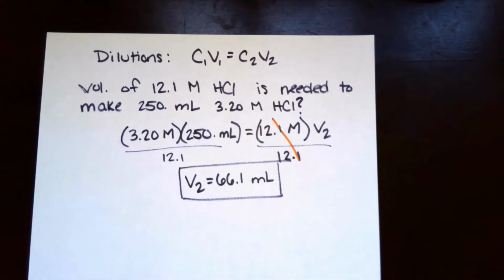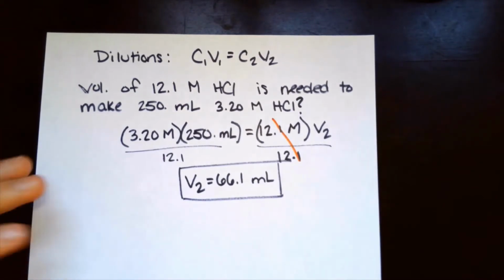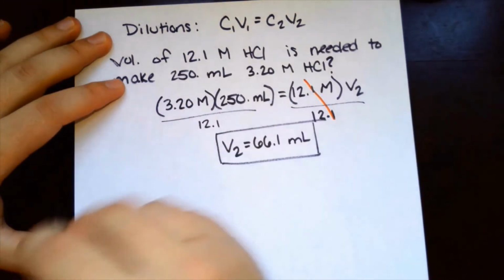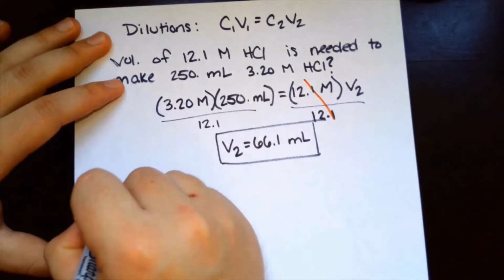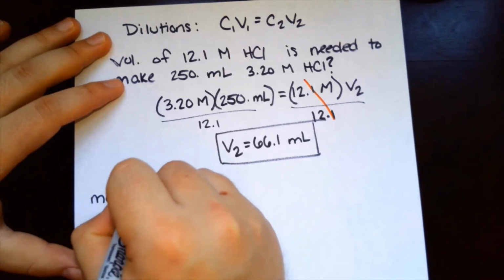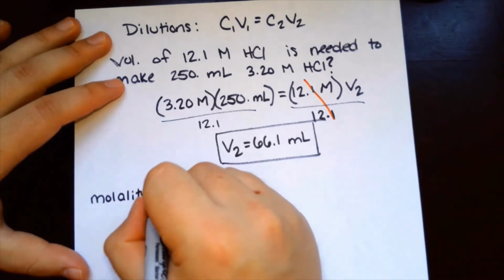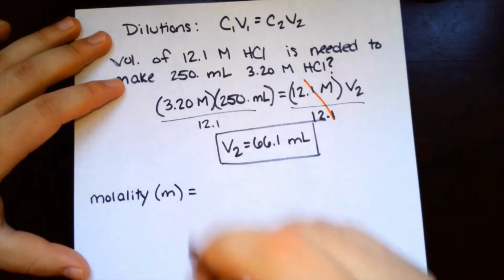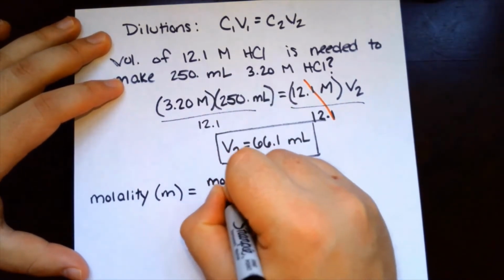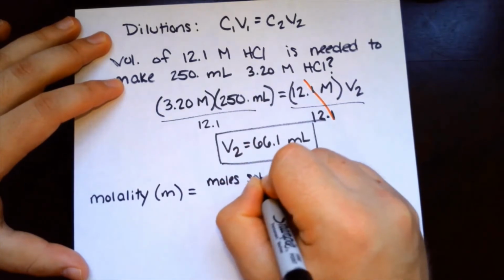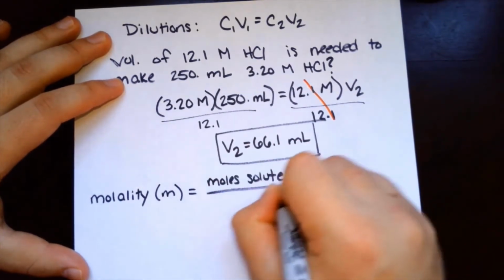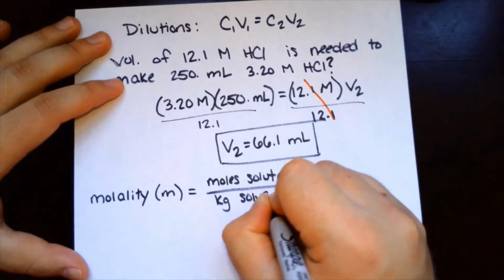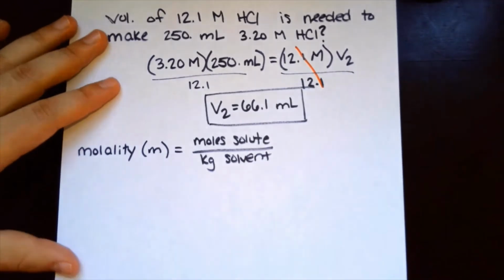With that, I just want to finish by talking about some other concentration units. So something called molality. Molality has a unit of lowercase m, and that is similar to molarity, but a little different. So it's moles of solute over kilograms of solvent. So the denominator is a different part compared to molarity.